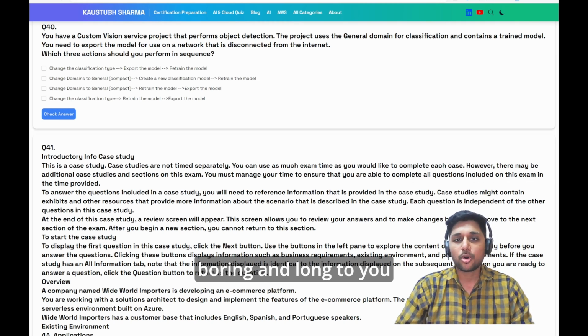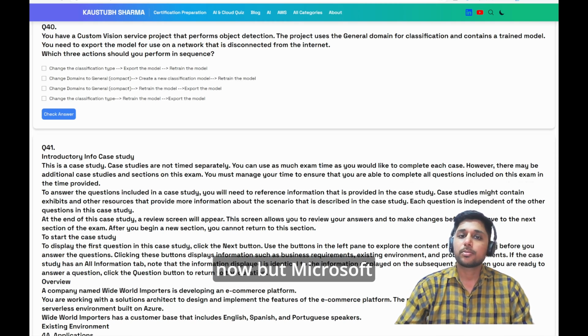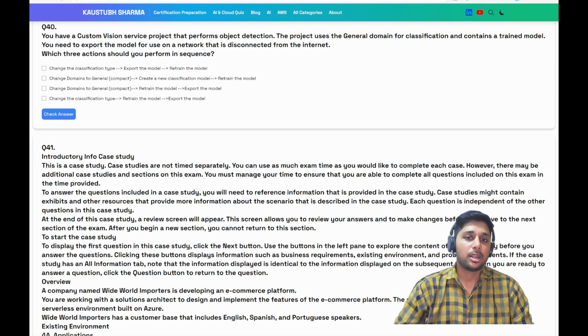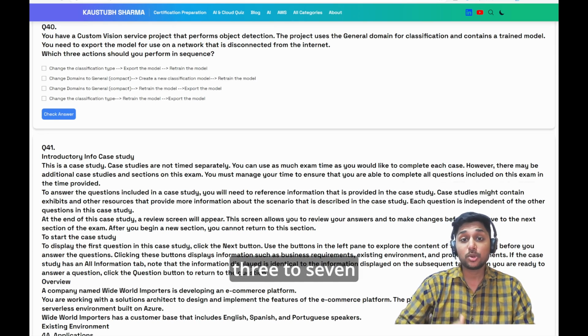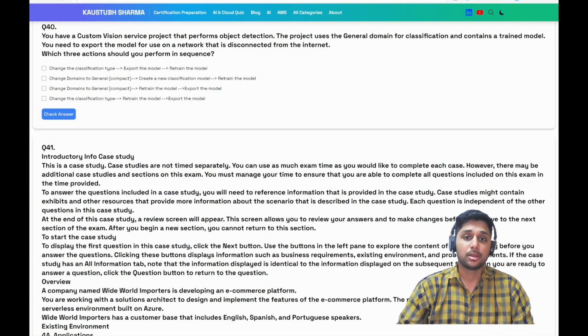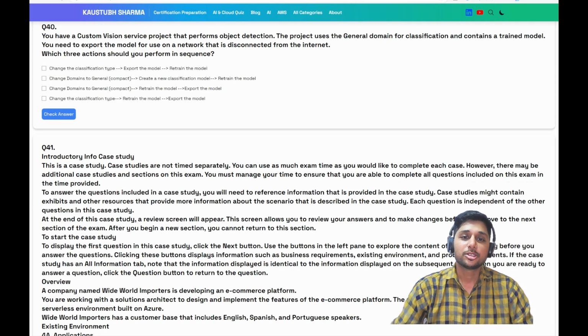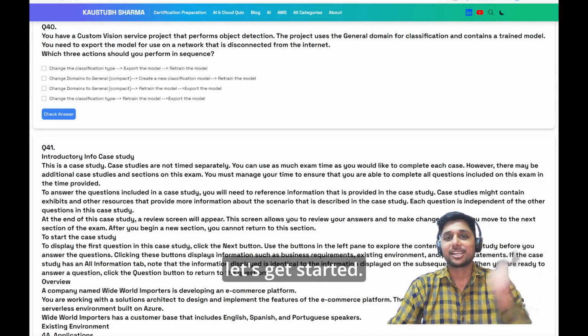It may seem boring and long to you now, but Microsoft has only 3 to 5 case study questions, and each case study involves 3 to 7 questions. So just think how many marks you can gain very quickly, and this is going to save you a lot of time in the exam. So without any further delay, let's get started.